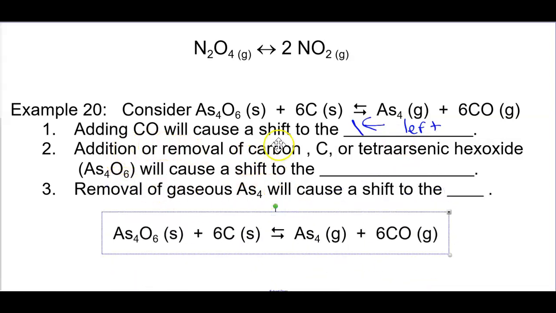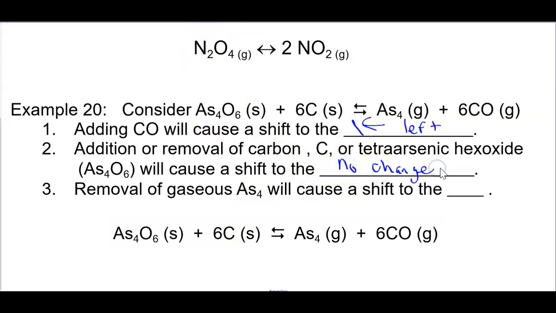Okay, adding or removing carbon. So here's carbon. Now I haven't pointed this out before because if you notice on this one up here, everything was in the gaseous phase, so everything would affect the shift. Carbon and As4O6 are solids. So it will not affect the shift because we don't account for solids or liquids. In this case, they're solids. So you would say no change here, or no effect, however you want to write it. No change is how I usually refer to it.